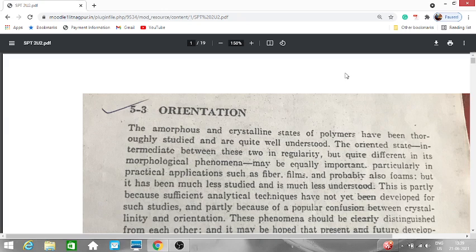So therefore they are quite well understood, but there is an oriented state intermediate between the two in regularity, but quite different in its morphological phenomena. May be equally important, particularly in practical applications such as fibers, films and probably also foams. But it has been much less studied and is much less understood. This is partly because sufficient analytical techniques have not yet been developed for such studies. So remember, there are two types of polymer, amorphous and crystalline, and in between them there is oriented polymers. Okay?